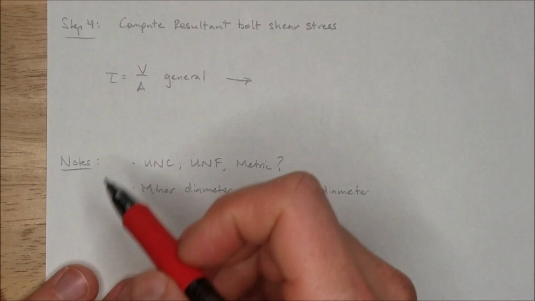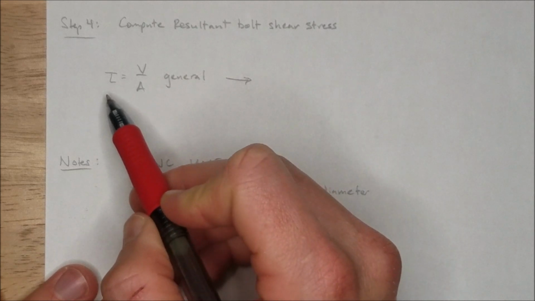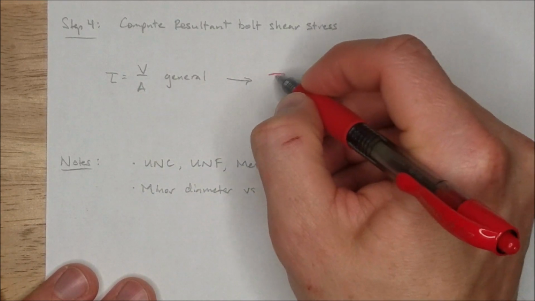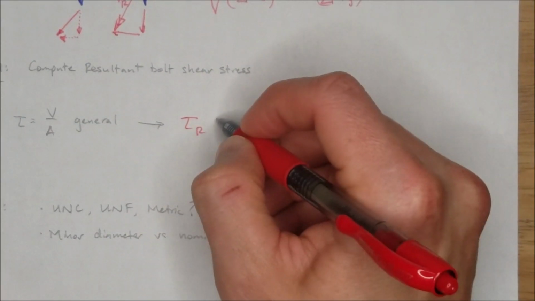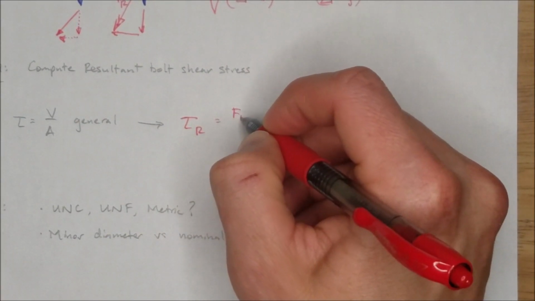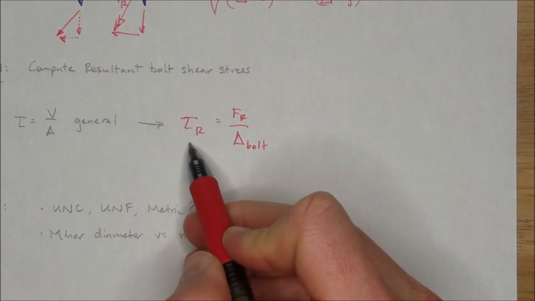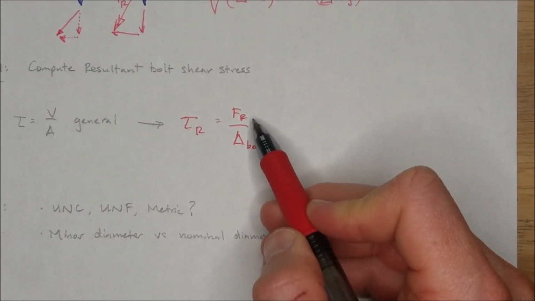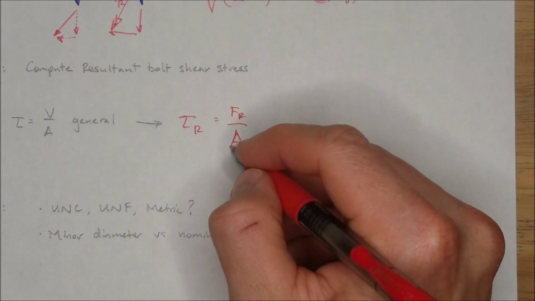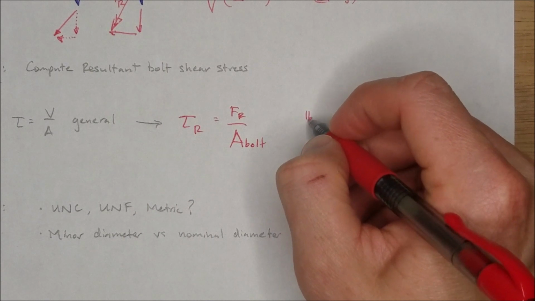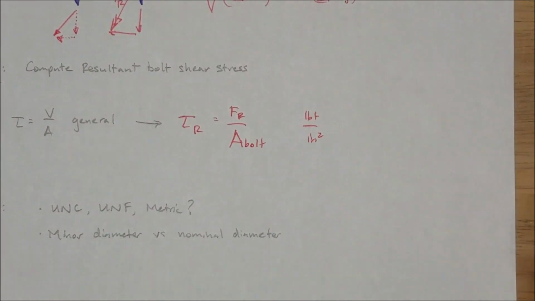Then we're going to go to the last step, which you may not even have to do on an exam question, but it's good to know it. Our general equation for shear stress is V over A. But to write it for our purposes, resultant shear stress is equal to resultant shear force over the cross-sectional area of the bolt. Units, pounds force over inches squared.